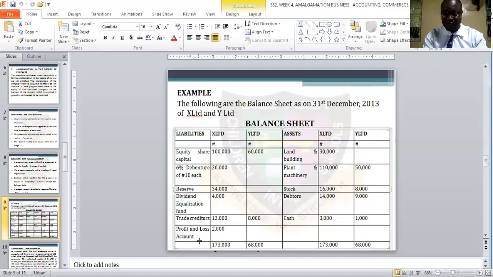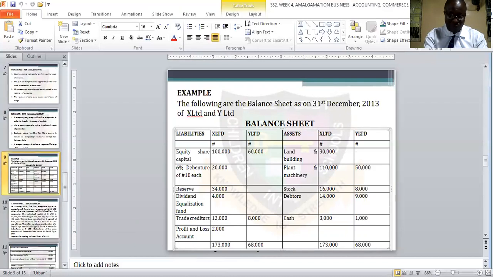Profit and loss account 2,000 naira. By the time we had all the liability side of S Limited, we have 173,000 naira. Y Limited is 68,000 naira. This is the question aspect. Then we are still going to look at the additional information given in the question here.